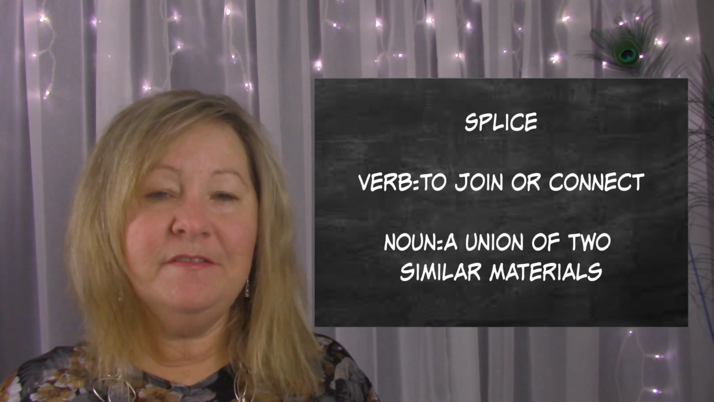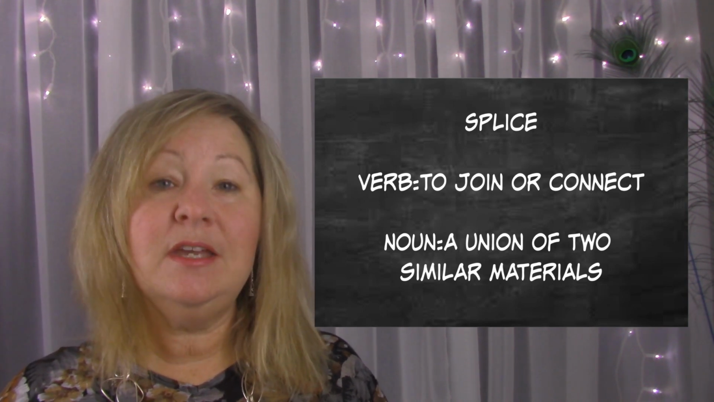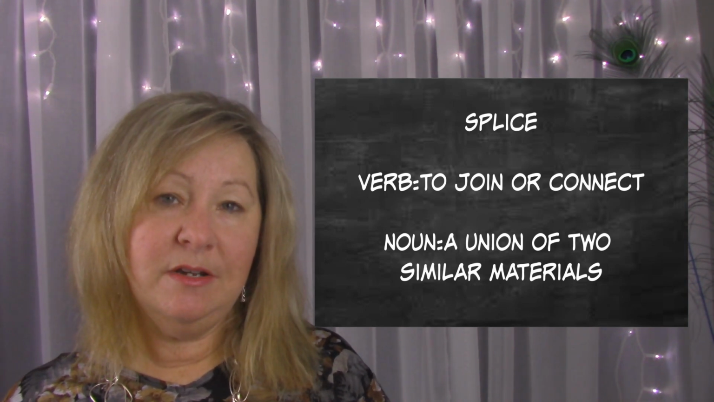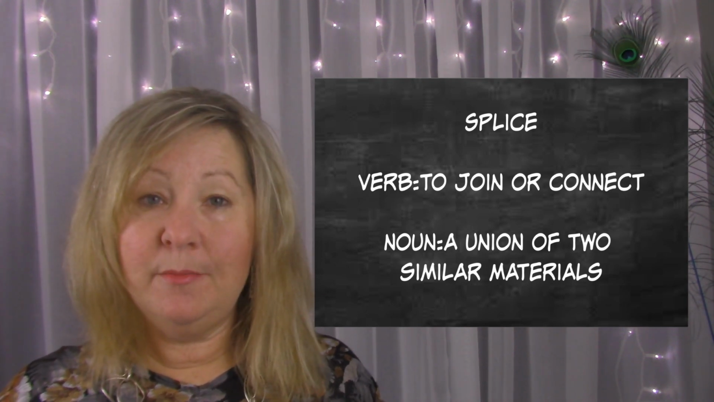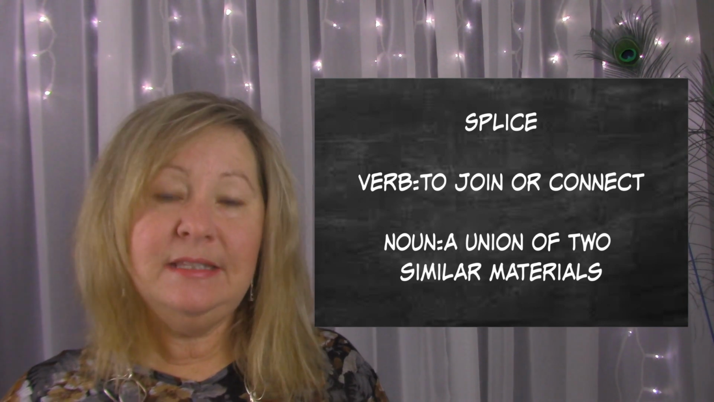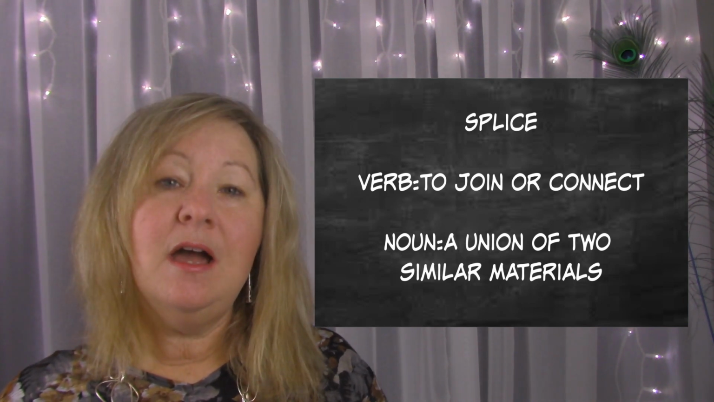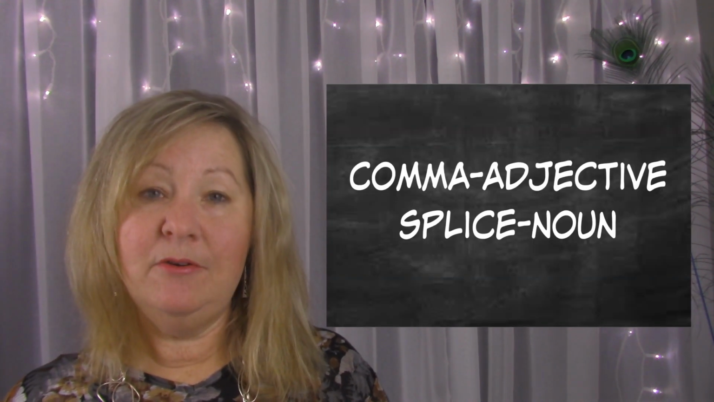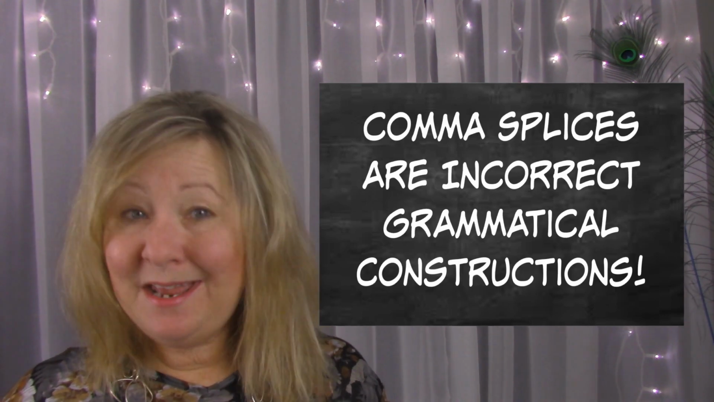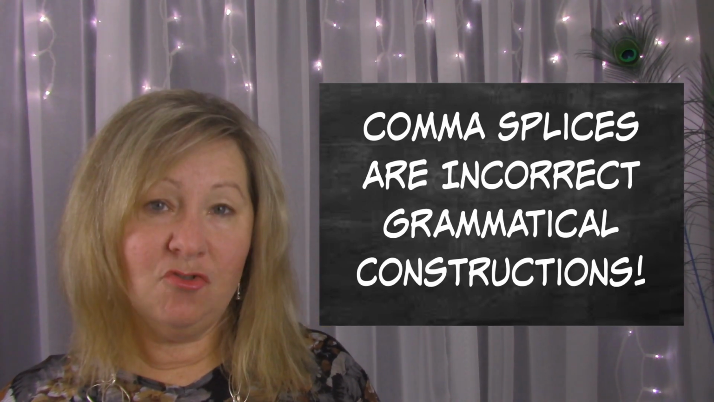The term splice has a noun definition and a verb definition. The verb definition of splice is to connect two similar materials. The noun definition, which is the one we'll be using as we talk about a comma splice, is actually the union of two similar materials being connected. Comma is the adjective, splice is the noun. Comma splice is not a correct grammatical construction.